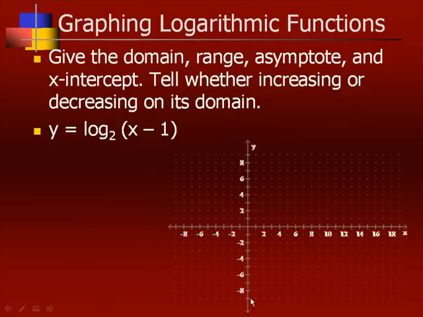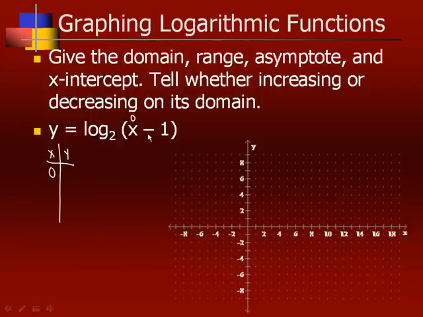Now let's do it again. This time let's give the domain, the range, the asymptote, and the x-intercept. Also tell whether it's increasing or decreasing on its domain. Well, the log base 2 of x minus 1, if we wanted to graph a few points, we know the sort of typical graph shape of this, but let's just plug some points.